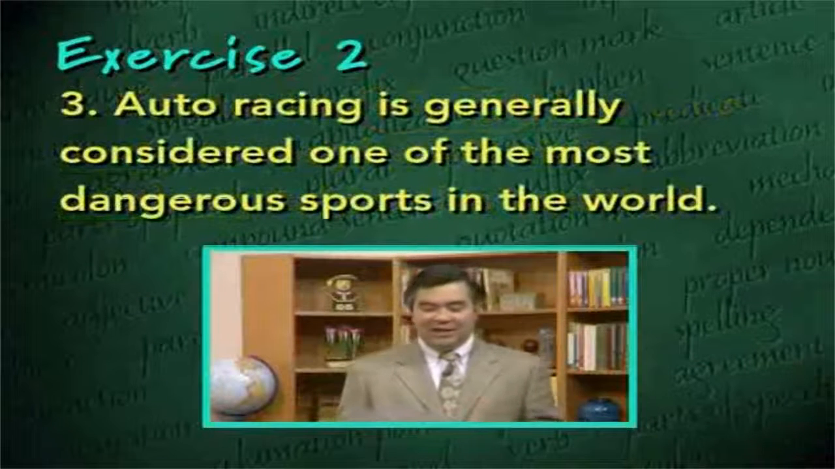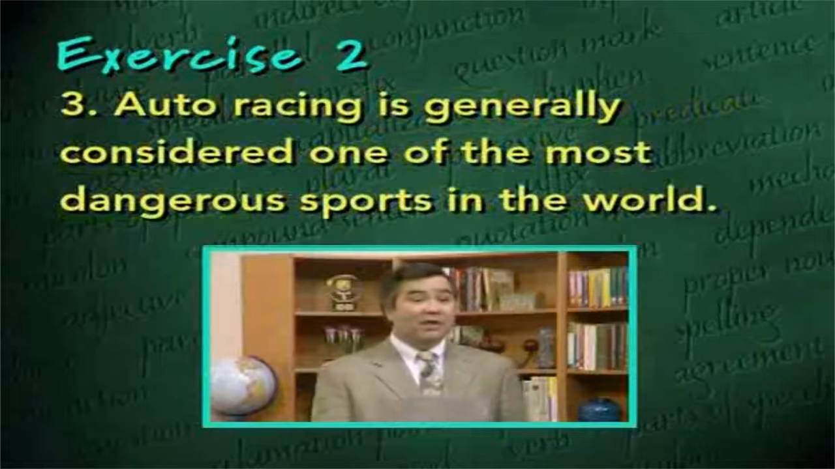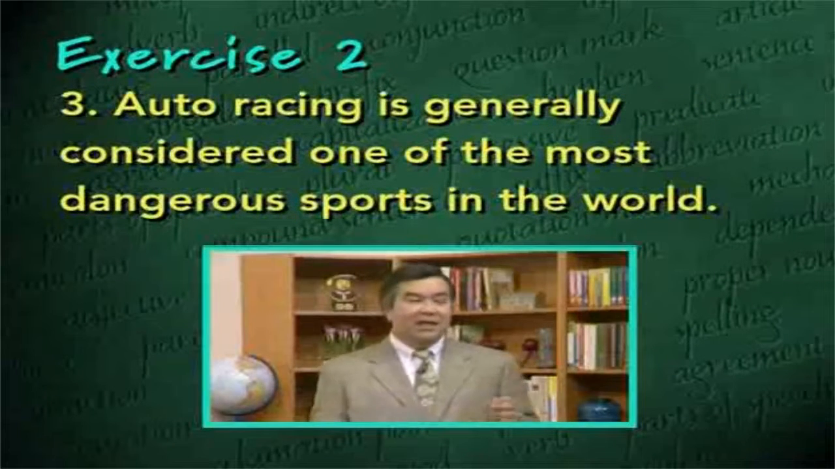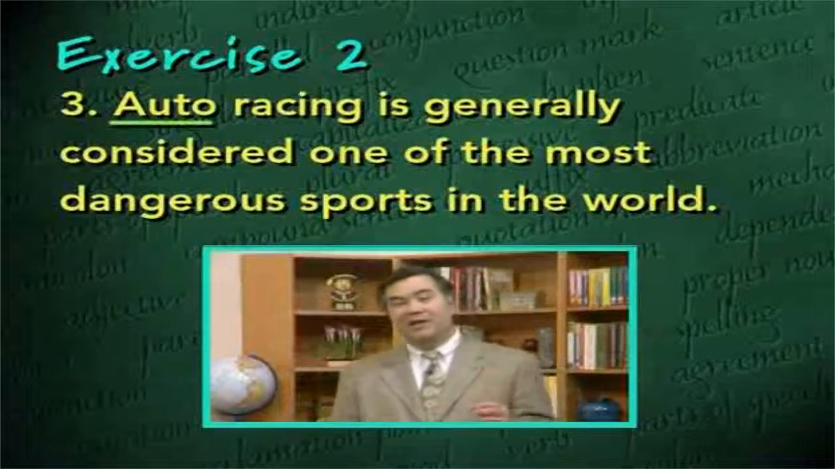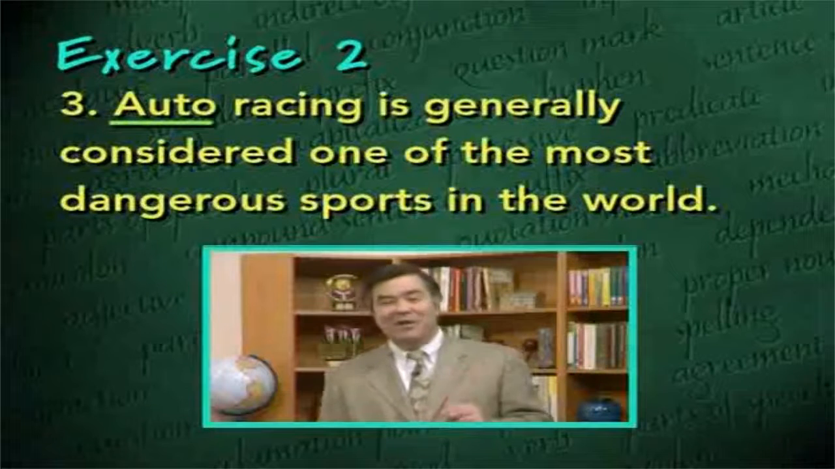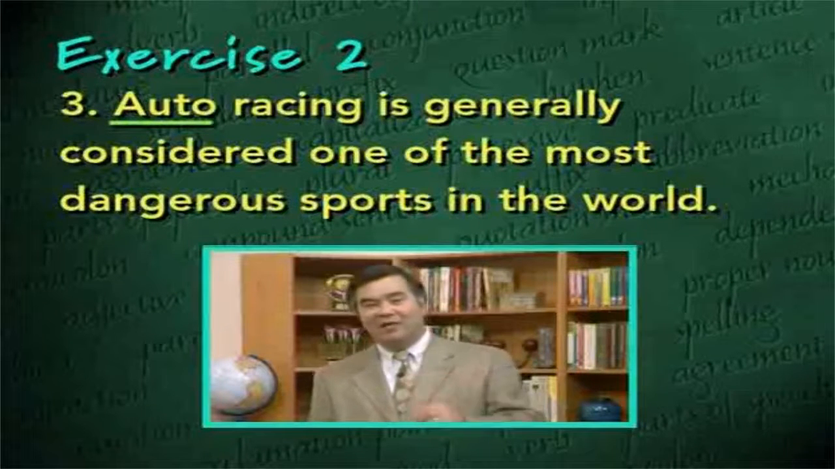How about our third sentence? Auto racing is generally considered one of the most dangerous sports in the world. Let's look for adjectives first. The first word in the sentence is an adjective, auto. Remember, we pointed out that some words that are usually used as nouns can sometimes be used as adjectives when they are used in such a way as to modify other nouns.